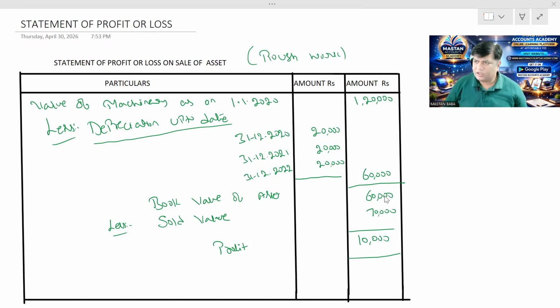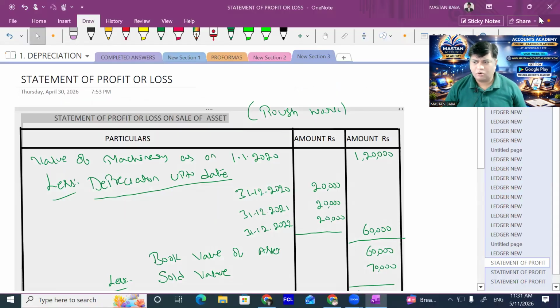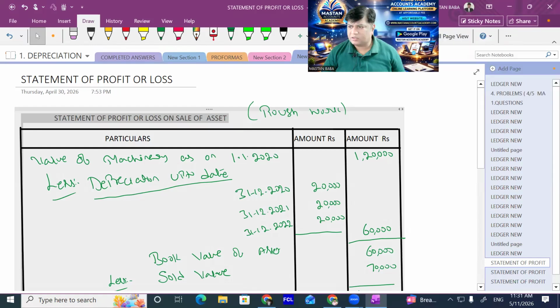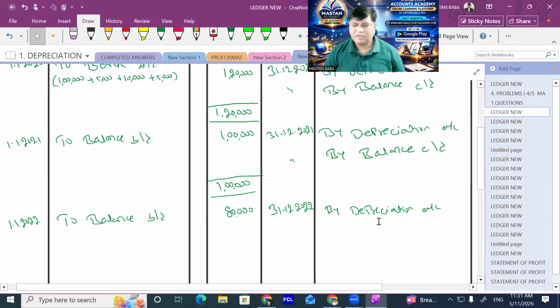This is the procedure. Dear students, after ascertaining the profit of 70,000, you can go to the main answer. This is our main answer.